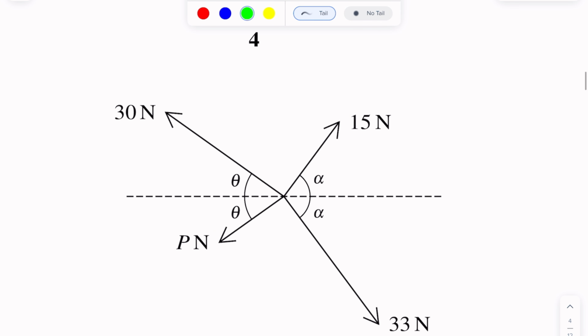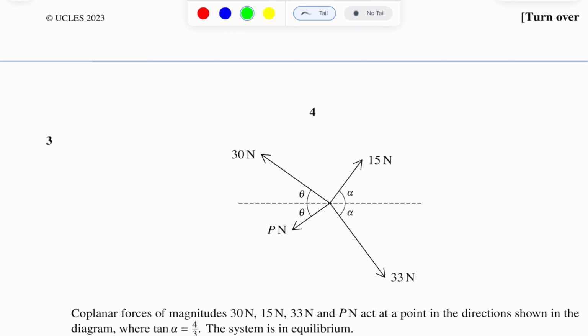First we will resolve these forces and find their rectangular components.